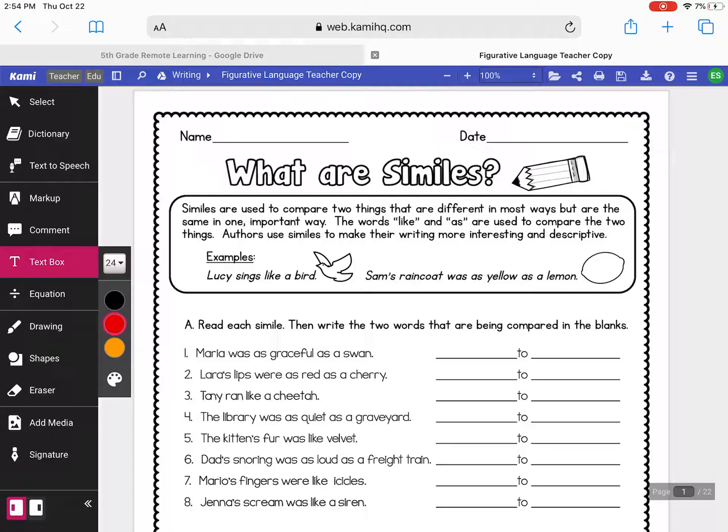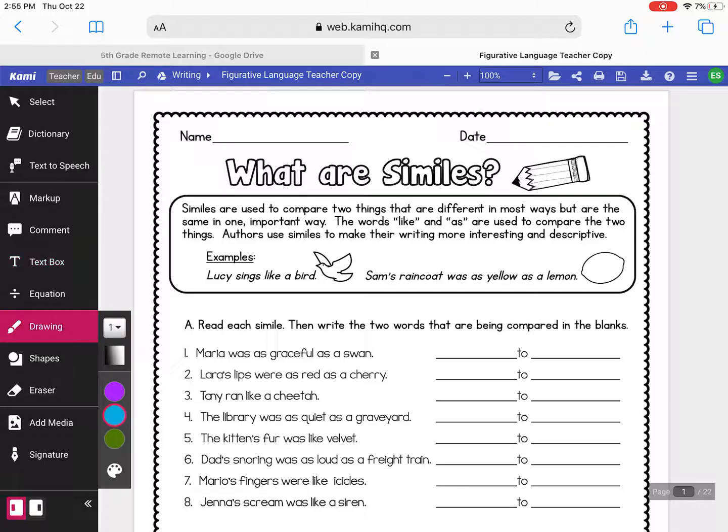So, you'll notice with Lucy sings like a bird, the two things that we are comparing is Lucy and the bird. We've got the word like in there that is telling us that we're comparing them. All right, then we've got Sam's raincoat was as yellow as a lemon. We're comparing the raincoat and the lemon. We know that because we see as. Okay? That's called a simile, is when we compare two things using the words like or as.